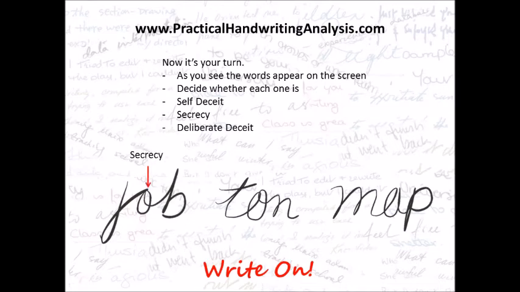So job is secrecy because it has a loop on the right side. Ton is deliberate deceit because it has loops on both sides. And map is self-deceit because it has a loop on the left side. How did you do?